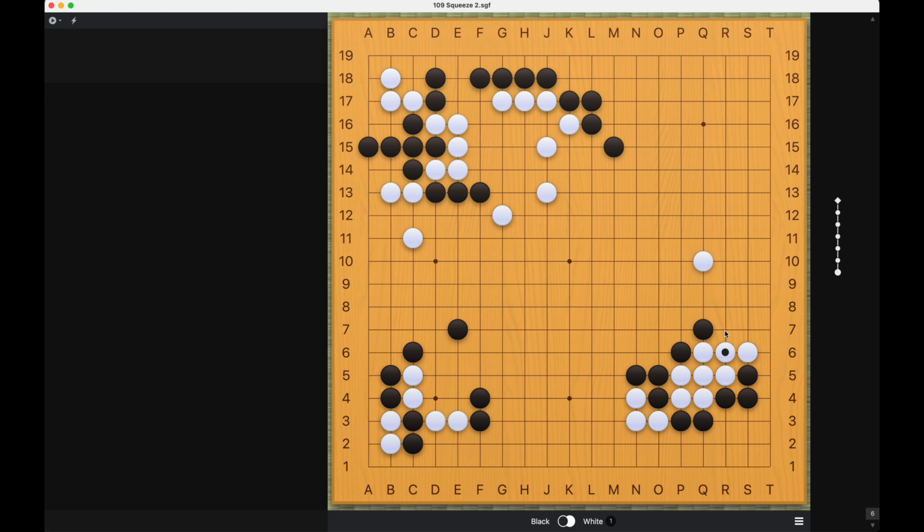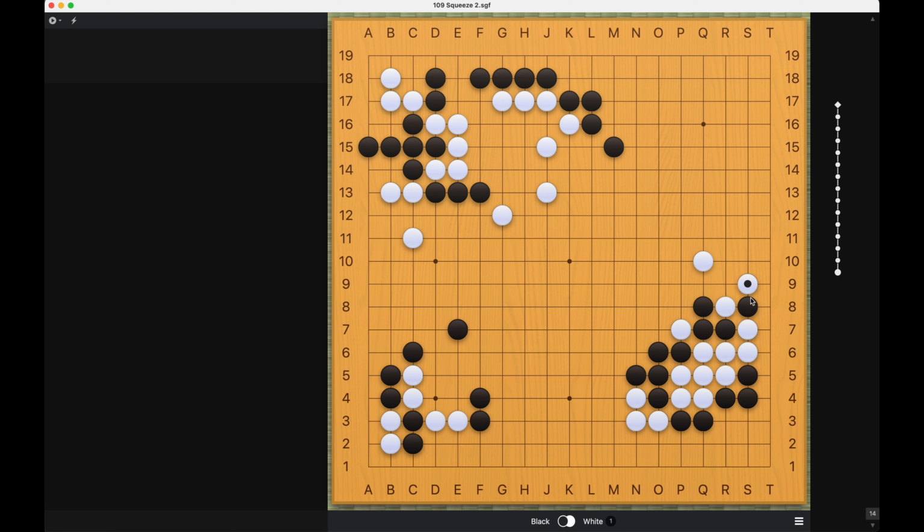So the correct move is this one. We will push white to the side. If white tries the Atari, black connects. If white tries this, black will bend, keeping white with only 2 liberties. And if white plays the Atari, black escapes.